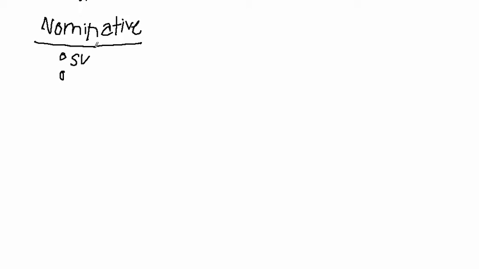So let me start off with the nominative, just going in order. Let me write that down again. Okay, so the nominative can function as one of 2 different grammatical cases. It can be either the subject or the predicate nominative, and that is usually abbreviated PN.